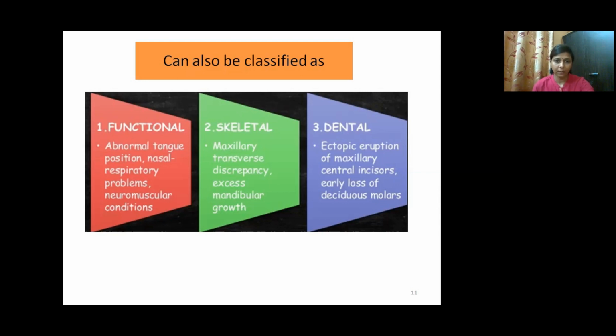Skeletal, as I said, is due to underlying skeletal discrepancy associated with the maxillary transverse discrepancy and excess mandibular growth. In the dental, class 3 may exist because of ectopic eruption of maxillary central incisors, that is, they are in the lingual relationship to the mandibular incisors, or maybe because of early loss of deciduous molars. The molar may come forward to represent a class 3 molar relationship leading to class 3 malocclusion.